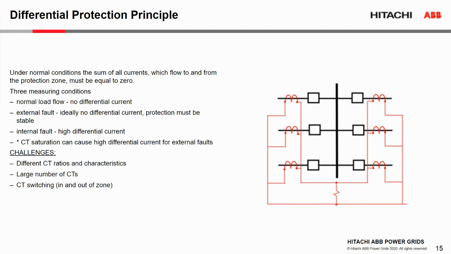During an external fault, ideally there should not be any differential current. The protection must be stable for an external fault, especially your bus protection, because any misoperation will take out the entire busbar.